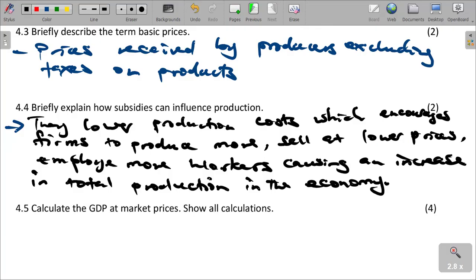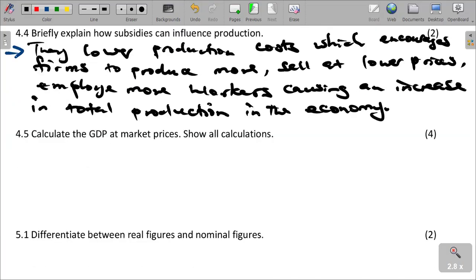At the same time, production can be increased by employing more workers, where at the end of the day, the economy can be made better. That is what happens there.